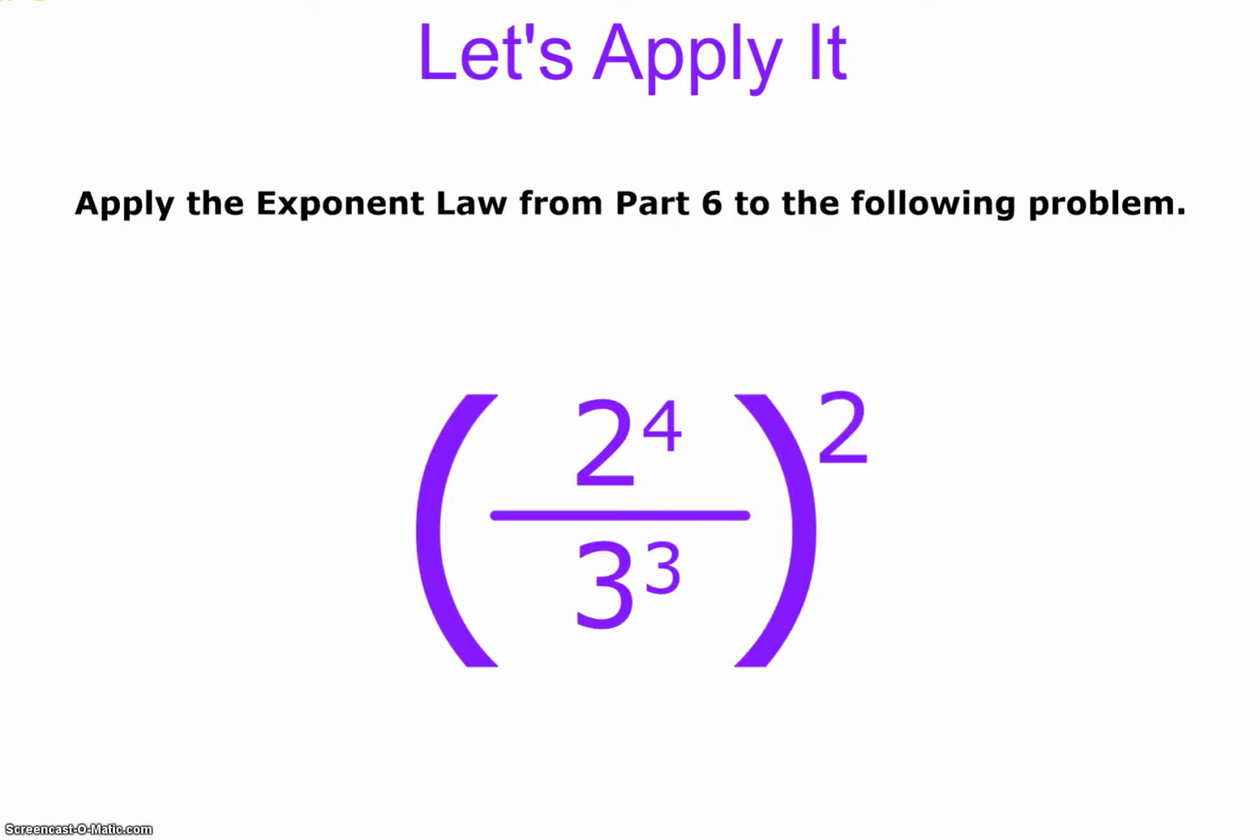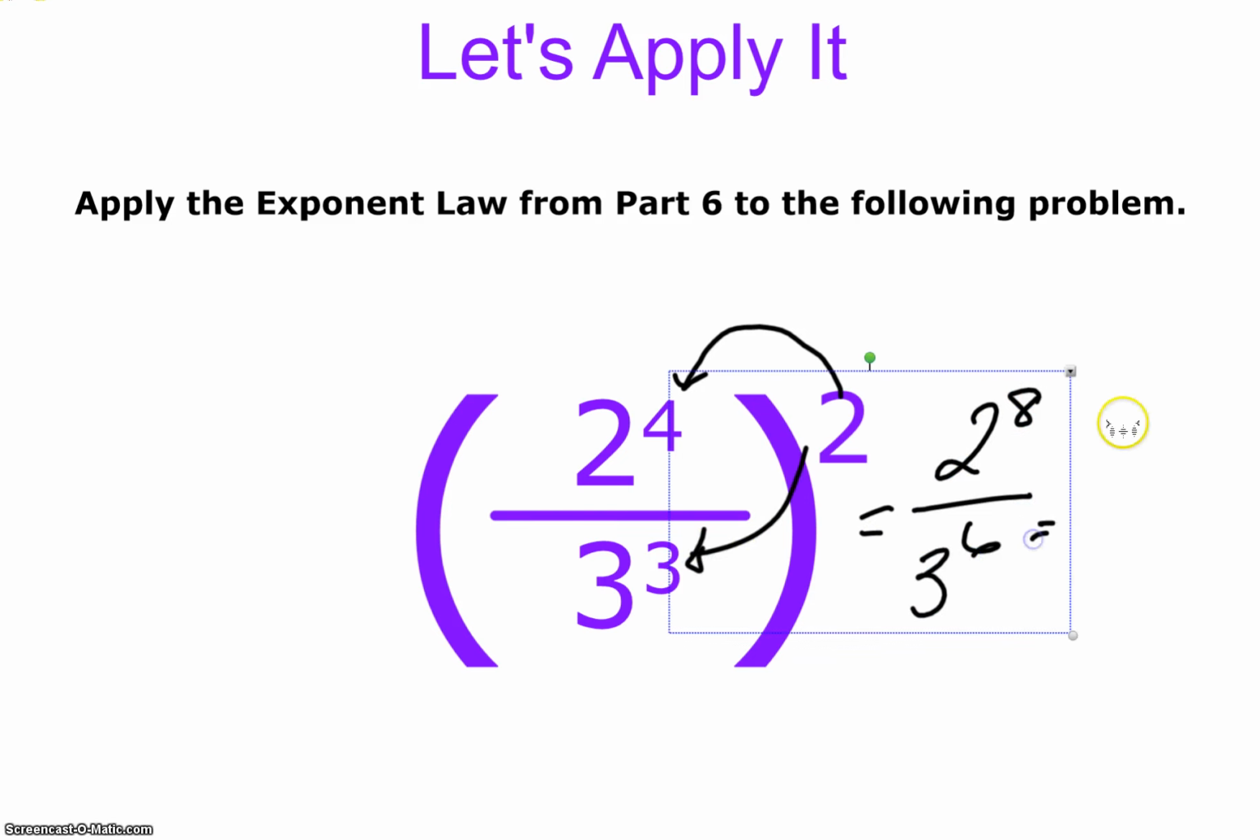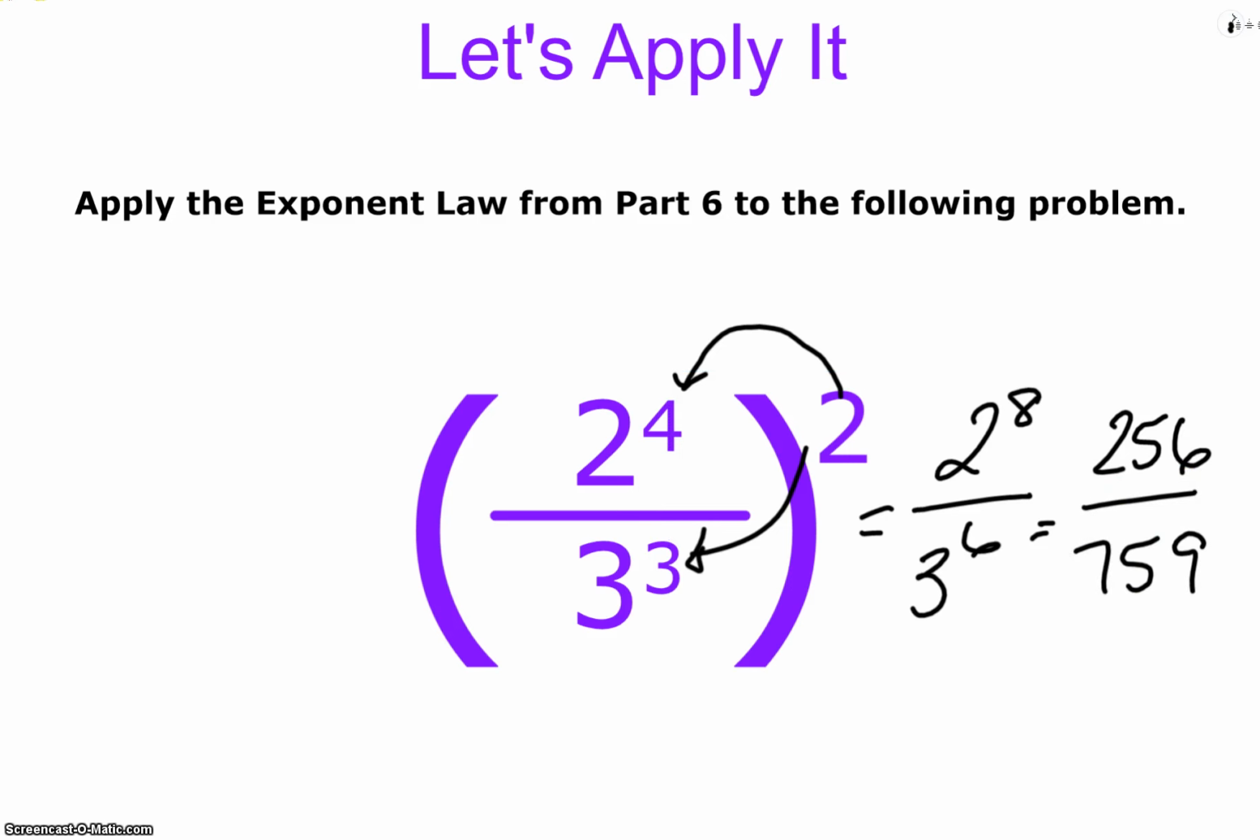So we know that this 2 gets distributed to this 2, and this 2 gets distributed to this 2. It does actually, I'm sorry, it does not get distributed to this 2. We're going to leave that as a base. So our answer is 2 to the 8th divided by 3 to the 6th. Our answer is 256 divided by 729. Again, put this in the calculator. It would be 3 caret 6 or 2 caret 8. That's how you do exponents bigger than squared on a calculator.